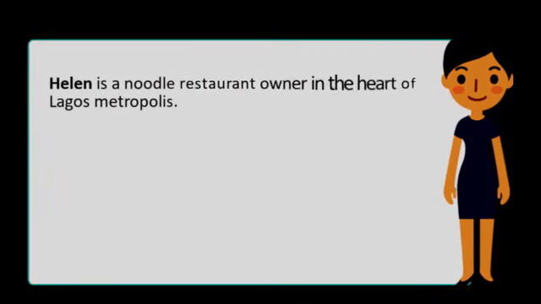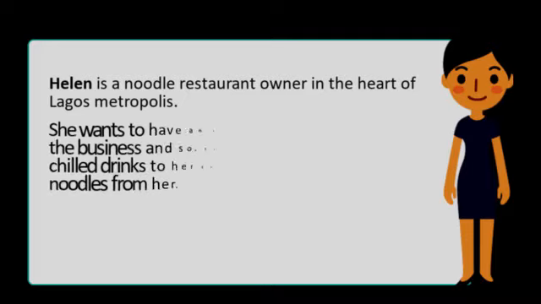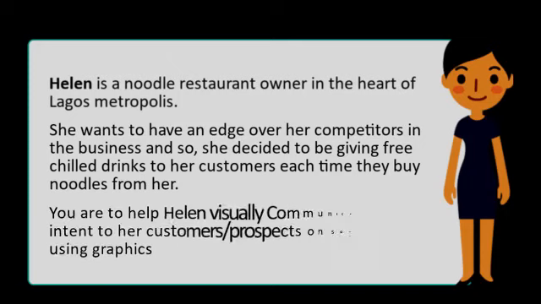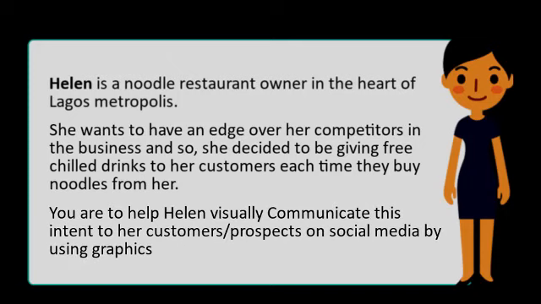Helen is a noodle restaurant owner in the heart of Lagos metropolis. She wants to have an edge over her competitors in the business, and so she decided to be giving free chilled drinks to her customers each time they buy noodles from her. You are to help Helen visually communicate this intent to her customer/prospect on social media by using graphics.